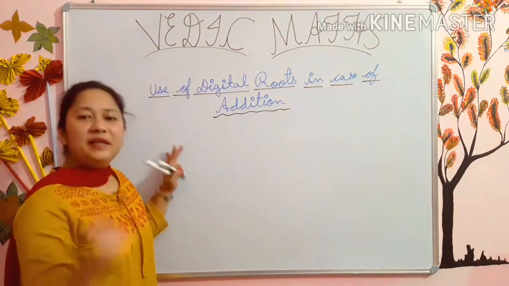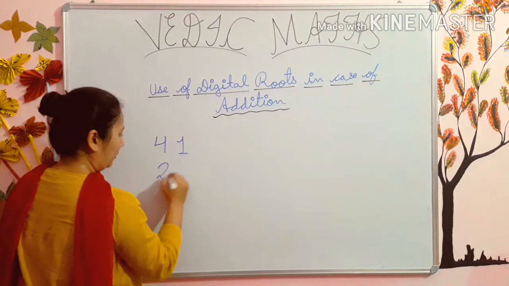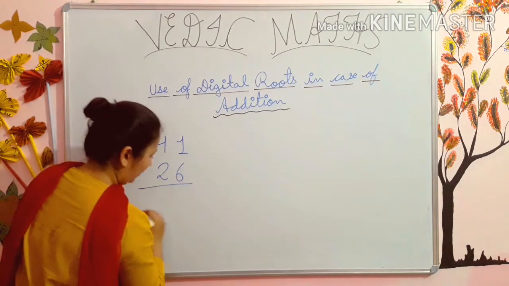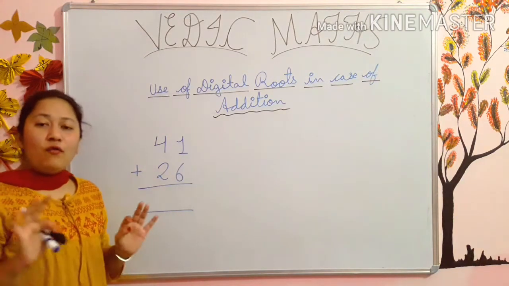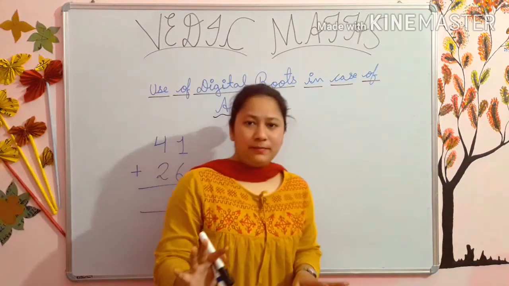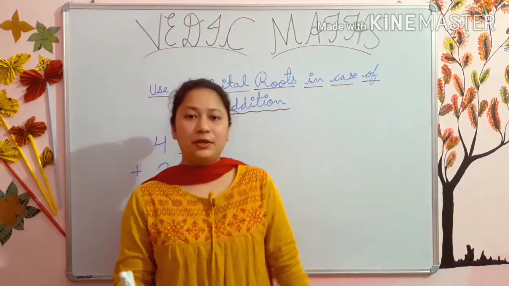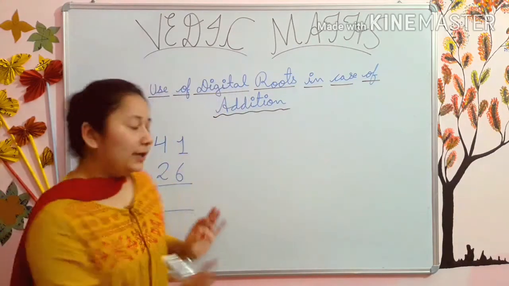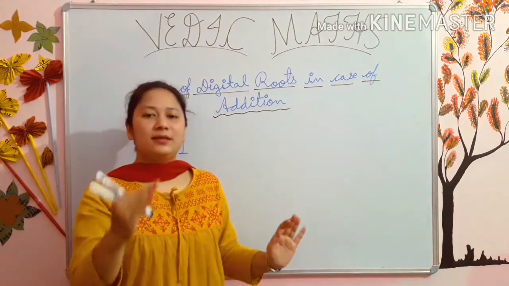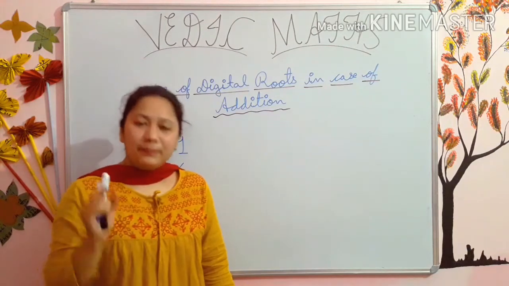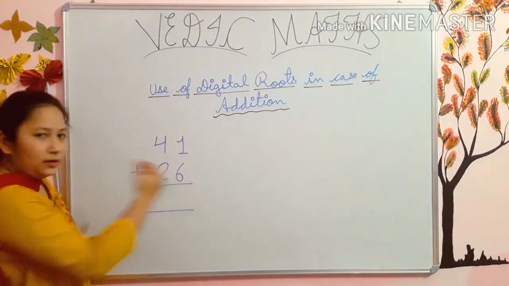Now students, we will take our first sum. Our sum is 41 plus 26 and we have to add it. Now first of all, add your sum. See, some students will think that these digital roots will help them in addition. No students, you have to do your addition sum by yourself. These digital roots help you to check the sum without redoing it. Means it will help you to check. So, first of all, do your sum.